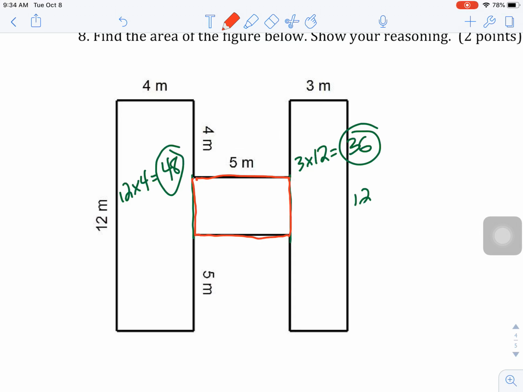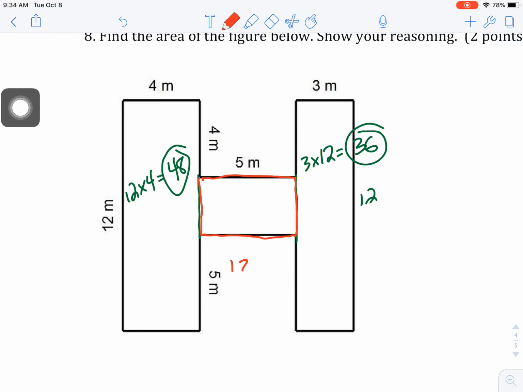A rectangle that we know has a length of 5, but I'm missing this right here. So what I look for is the other labeled sides that run in the same direction. So I know the whole line is 12, and I know this much is 5, that much is 4. So if I go ahead and do 12 minus 5 minus 4, which is like 12 minus 9, I get 3, so that gives me 3 there.